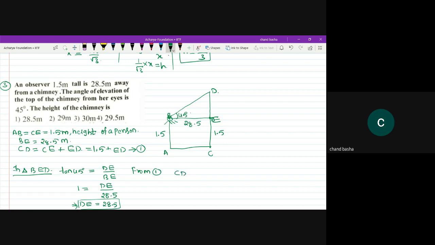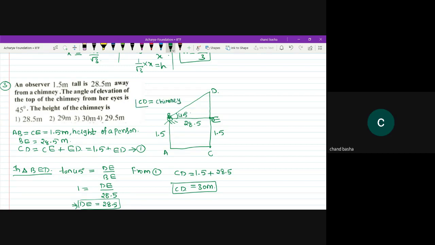CD is equal to 1.5 plus 28.5. That is 30 meters. It is CD is equal to chimney. Sir, I also got the same answer. Very good.